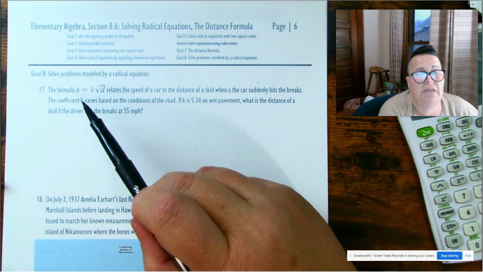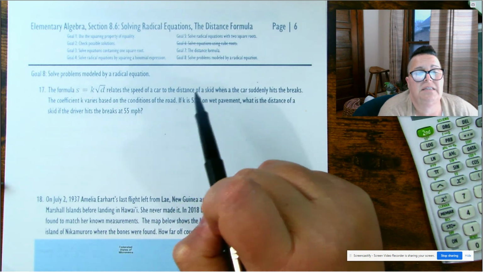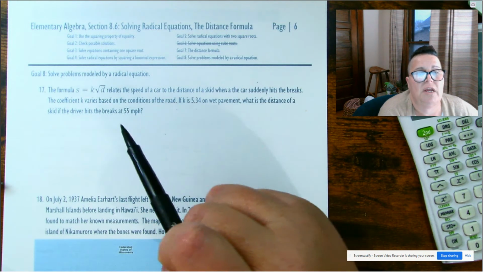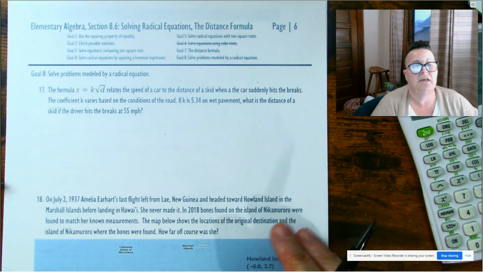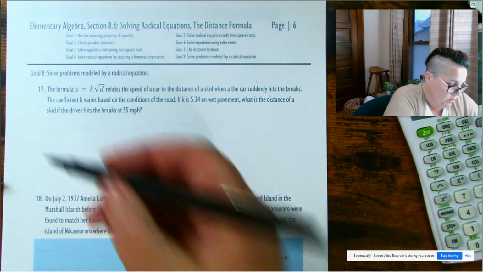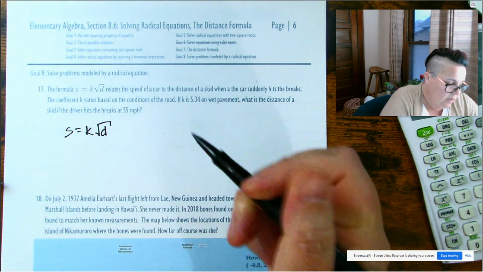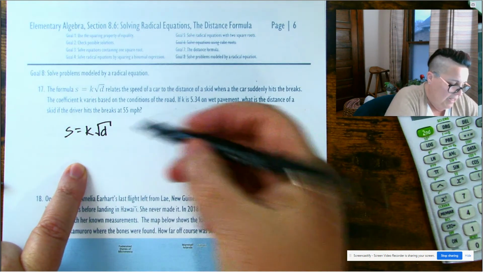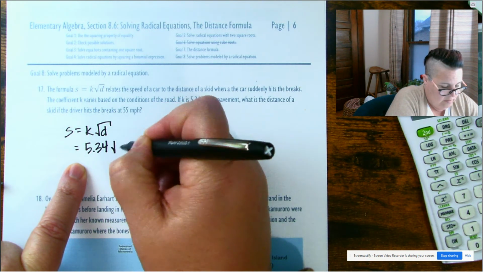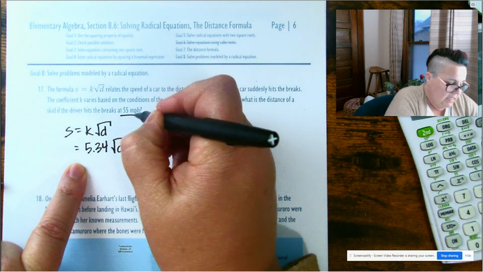So S is the speed. Speed of the car is S. To the distance of the skid, so the distance is D. When a car suddenly hits the brakes, the coefficient K varies. By varies, we mean it's different depending upon different conditions. All right, so we're going to start with S is equal to K square root of D. And we know K is 5.34. Right? K is 5.34. Speed is 55.